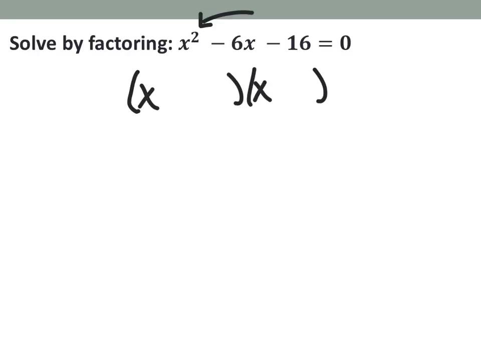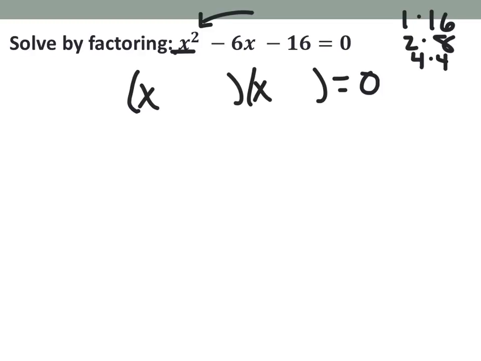Now, the first term is x squared, and the only way to get x squared is x times x. And so we put those both in the first positions. Now, this sign is negative. That means our two factors have different signs, and the greater of the OI terms, when you FOIL this to check it, is negative. 16 has factors of 1 and 16, 2 and 8, 4 and 4.